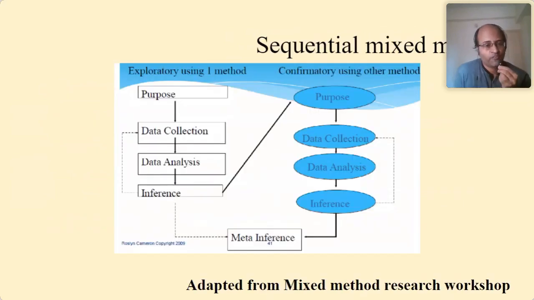Now, you have qualitative and you have quantitative. First we do the exploratory phase. We identify the purpose for the research, then we do the data collection, analysis, and inference. This inference is used to frame the hypothesis and forms the purpose here. The inference becomes a purpose for quantitative research. Then we collect the data, analyze, and infer. You can mix both of them to get the final meta-inference, or it could come from the other.